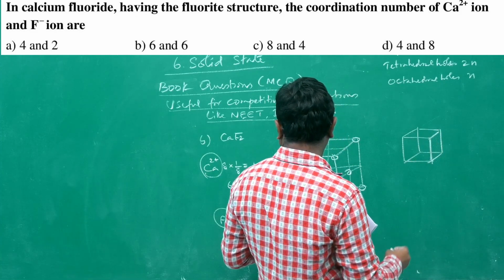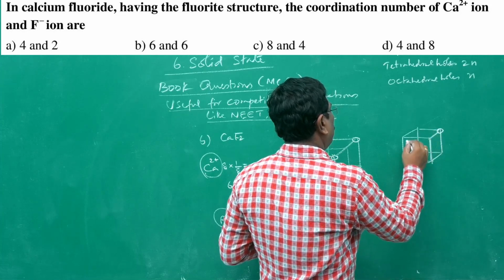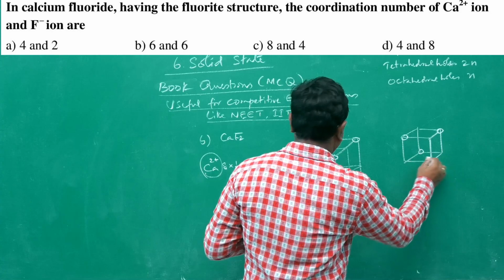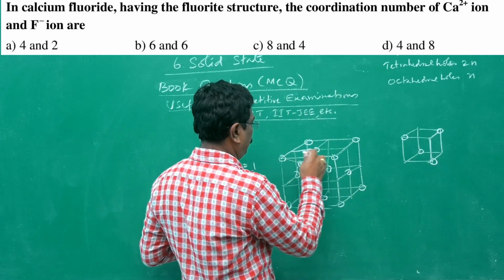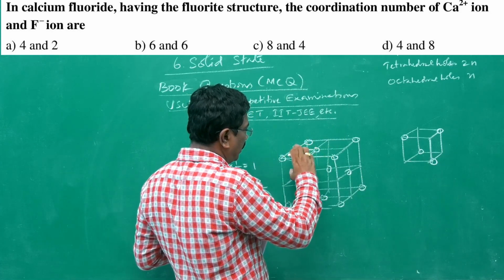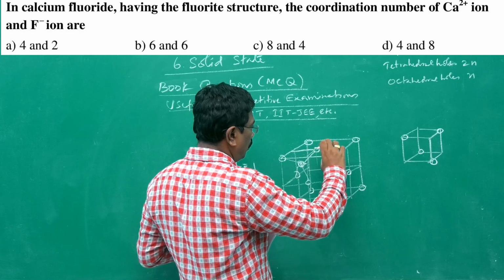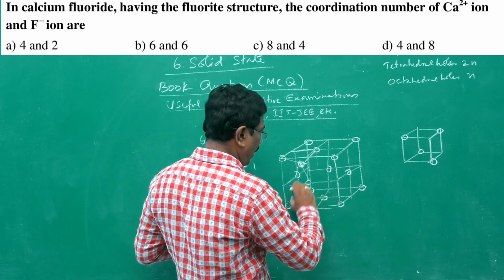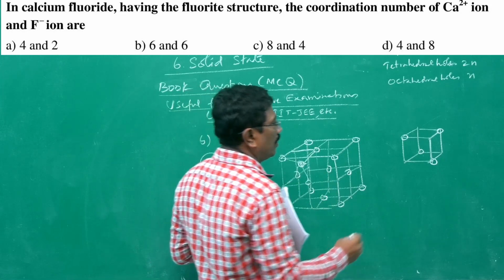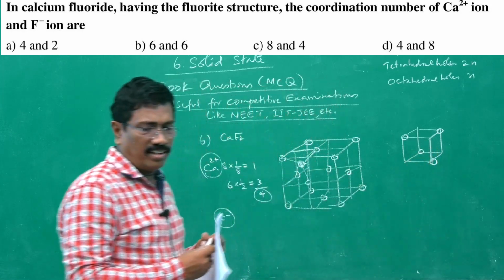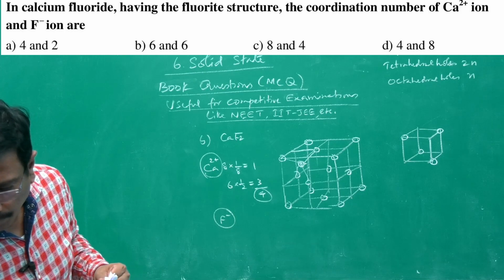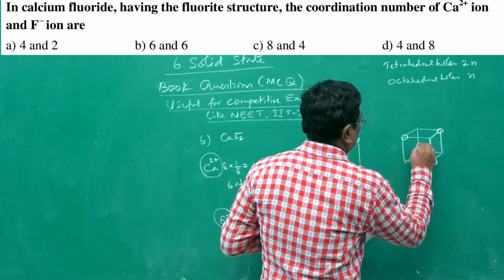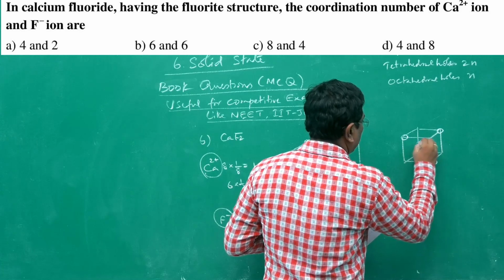We have a calcium here, a calcium here, a calcium here, and a calcium here. This is what is shown here. Likewise, there are 8 segments: 1, 2, 3, 4, 5, 6, 7, 8. At the center we have a fluoride ion.